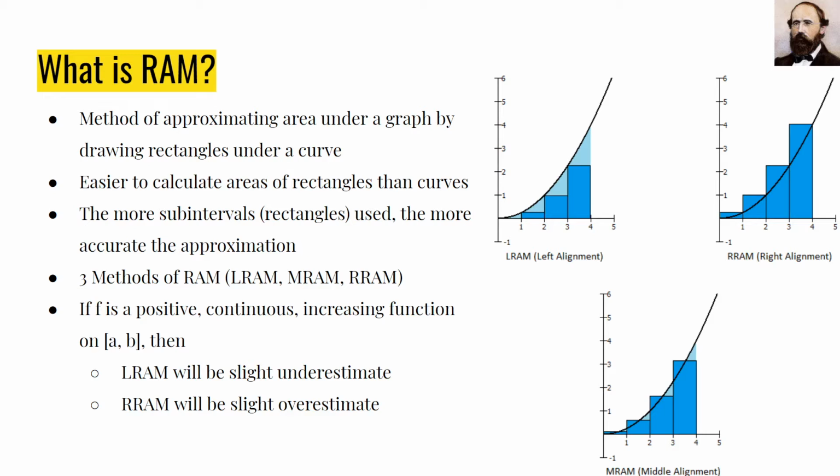If f is a positive, continuous, increasing function on the interval a to b, then LRAM would be a slight underestimate and RRAM will be a slight overestimate. And that's just seen through the positive continuous increasing functions on the right.